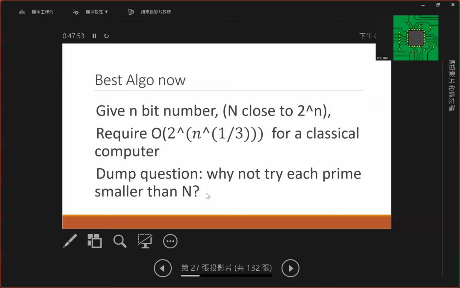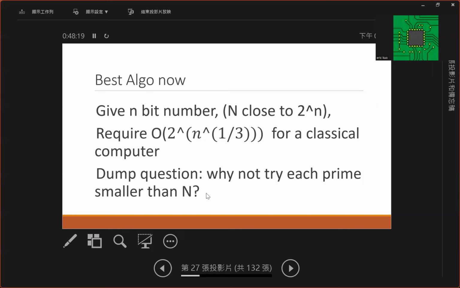Okay, so I have a dumb question. Why is factoring hard? If someone gives me a number, why don't I just try each prime smaller than it and do a division? Dumb question: why is factoring hard? Why don't I just try each prime number less than n?